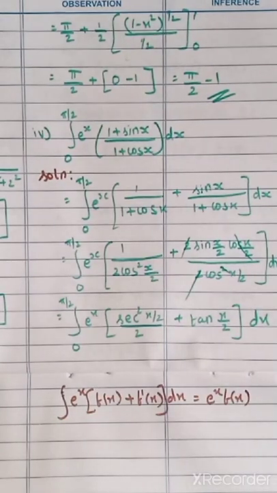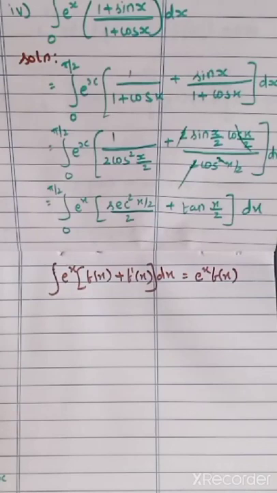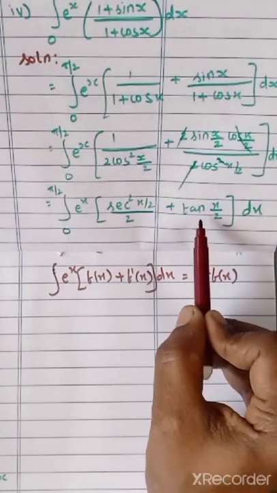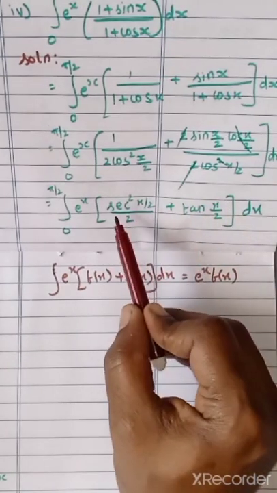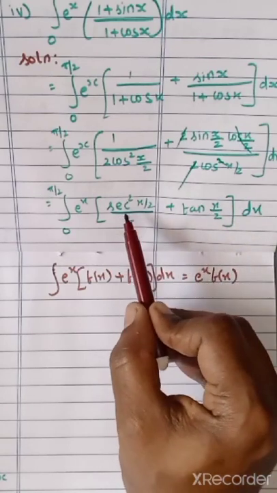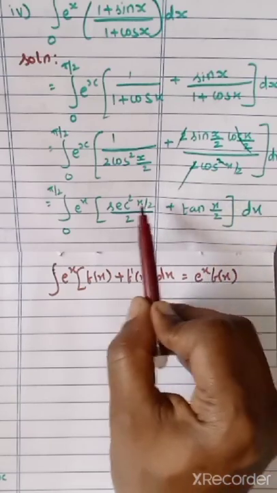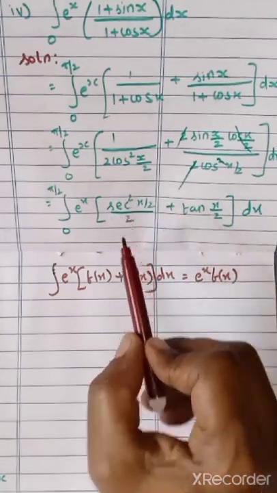So with e power x, if you have the form f of x plus f dash of x, then you can give the answer as e power x into f of x. Now look at this one. What is tan x differentiation? Secant square. Correct? So tan x by 2 differentiation is secant square x by 2 by 2. So this is f of x. If I take, I will get f dash of x.